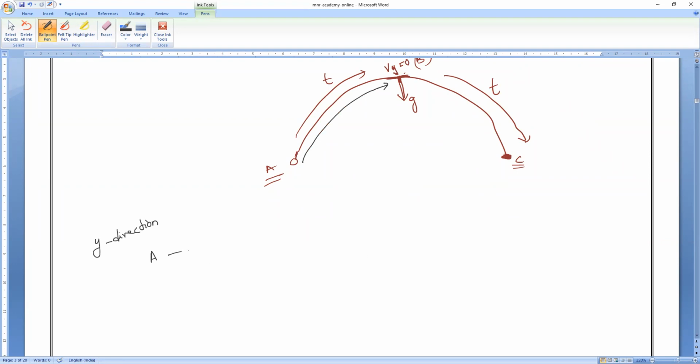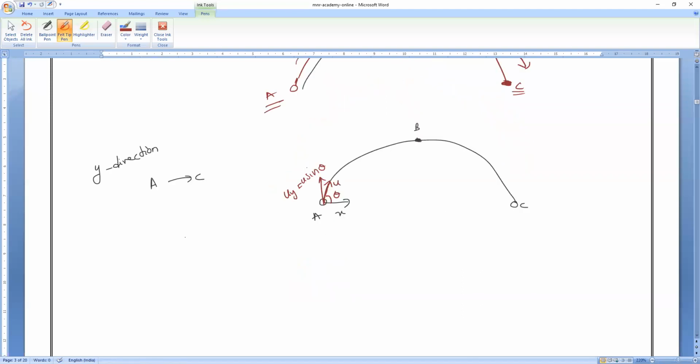Now let me calculate directly A to C. The body starts from A, goes to B, and again comes back to point C. Am I right, all of you? So now I'm taking the total time. As we know, this is the x-axis and this is the y-axis. You have to draw a straight line, don't draw it inclined. The body is projected with some initial velocity u, at angle theta. So the y component, u_y, is equal to u sin theta.